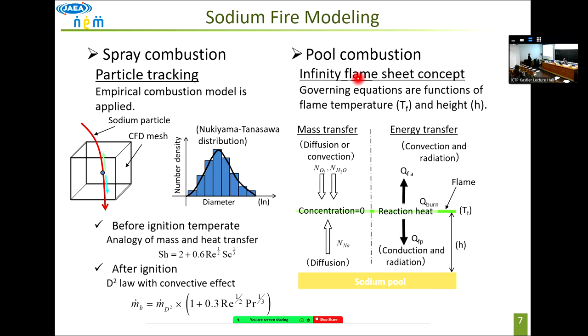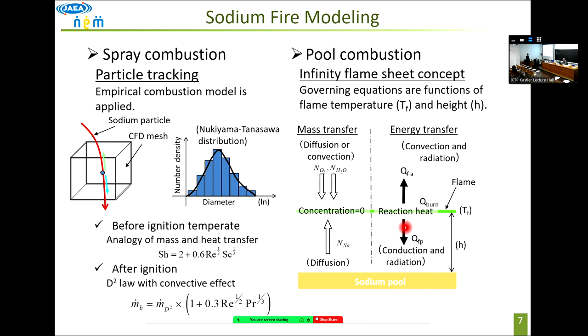On the other hand, in the case of pool combustion, we assume an infinite flame sheet. Usually we call it the flame sheet concept. If we ideally put the flame sheet and take into account the mass and energy balance on it, for instance, from the viewpoint of mass transfer, oxygen or water vapor goes to the flame by diffusion or convection. On the other hand, vapor and sodium go upward mainly due to diffusion.